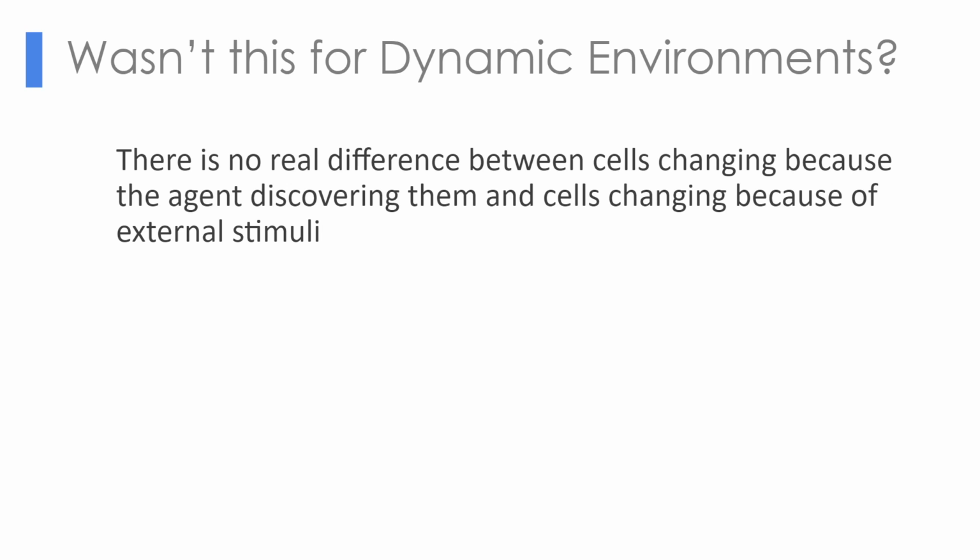So there's not any real difference between cells changing as the agent discovers them, or like as they become visible to the agent, and cells that change because they just changed, like a block was built or a wall was broken or a door was closed or opened. Like they're really the same thing, and so it works for both limited amounts of vision and dynamic environments, or both combined.